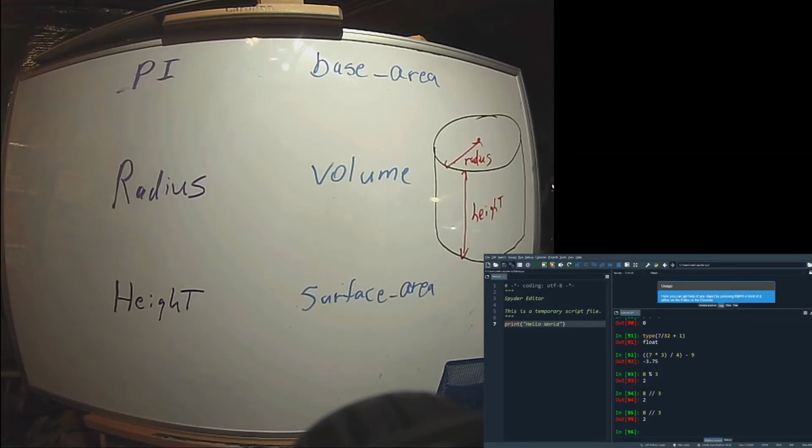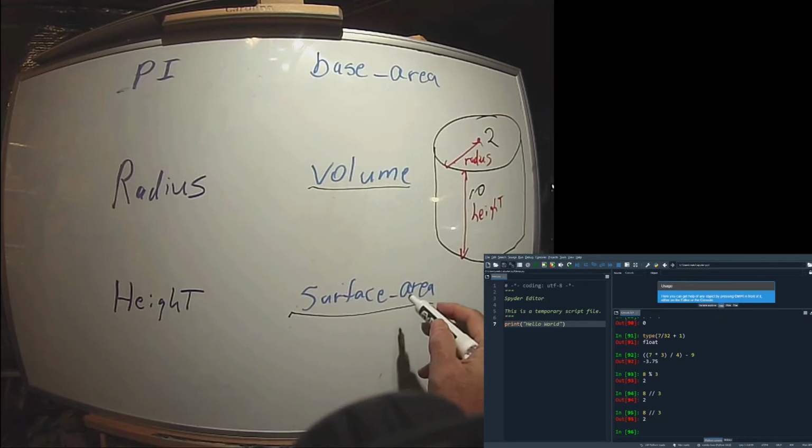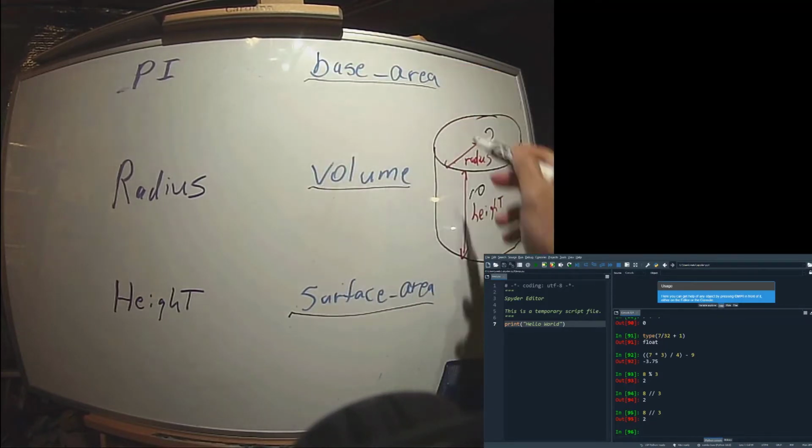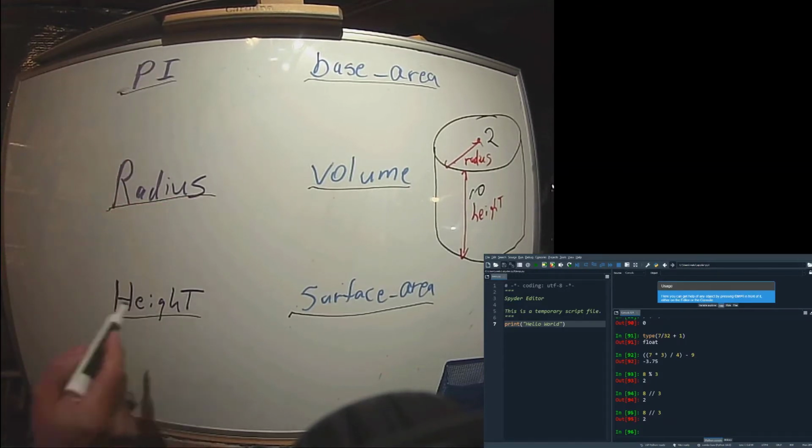Let's say we have a cylinder of radius, and the radius is, and that is a permanent marker. We don't want to use that one. Radius is 2, and the height is 10. And what we want to do is go through and calculate a bunch of things on it. In particular, we want the volume and the surface area. Along the way, we're going to calculate a base area, and we're going to put in a value for pi, radius, and height.